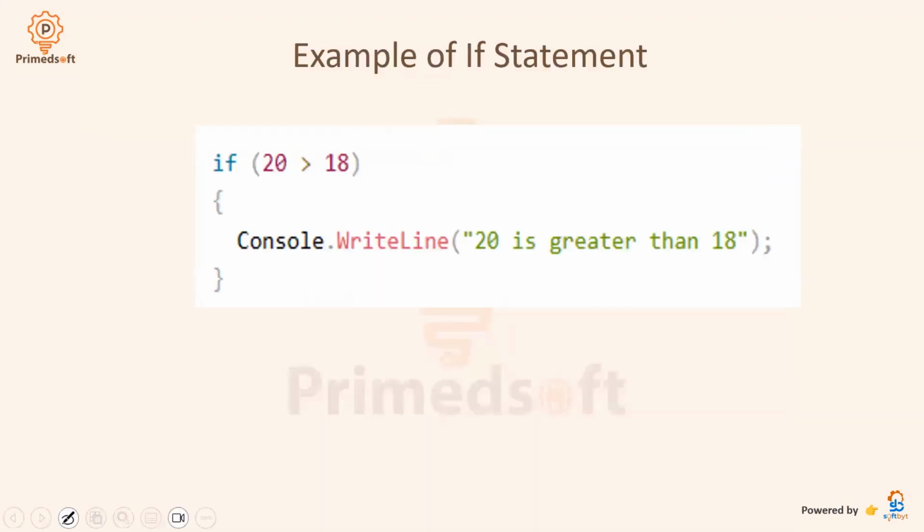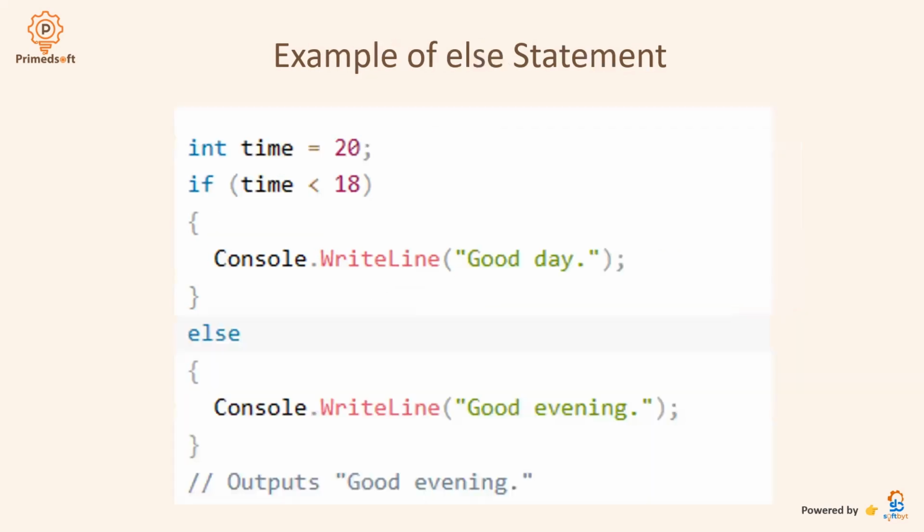So the if statement, this is how it's written. You can see the if statement: if 20 is greater than 18, console.WriteLine. Like I said, console.WriteLine is used to print. So because if you run this code, 20 is greater than 18, it's going to print "20 is greater than 18" for you. Okay, so let's go to the next one to see an example of else statements.